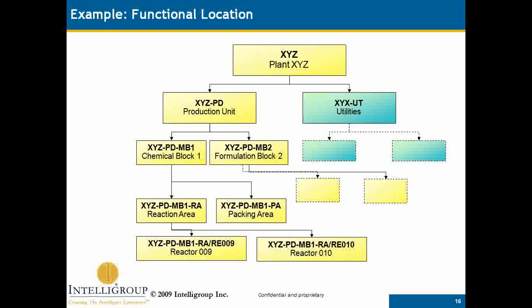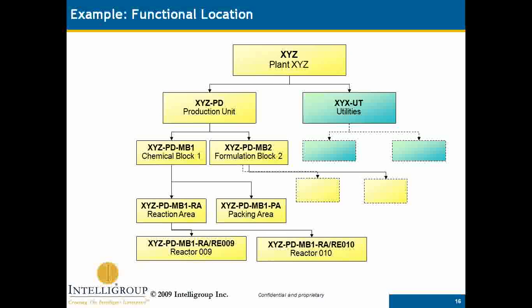Now I have explained the structure: the first level maybe your plant, the second level the production unit, the third level, based on the business, the chemical block or formation block. Under the third level you have the reaction area, and under the reaction area maybe reactor 007. This is the exact physical location of where every equipment you are going to install.